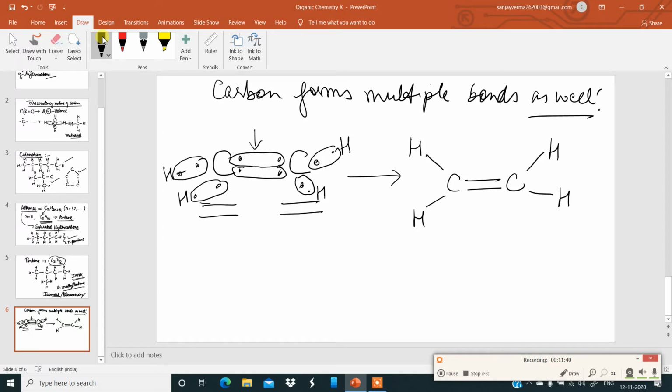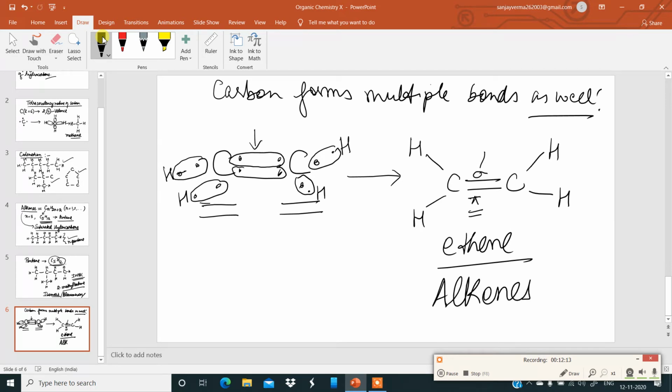Now this compound, if you can see over here carefully, there is a carbon-carbon double bond. One is a sigma bond, another one is a pi bond. The sigma bond is formed by the head-on overlap. And the pi bond is formed by the sideways overlap of the atomic orbitals. This compound is called ethene. It belongs to the second member of the homologous series of hydrocarbons, which is called alkenes.